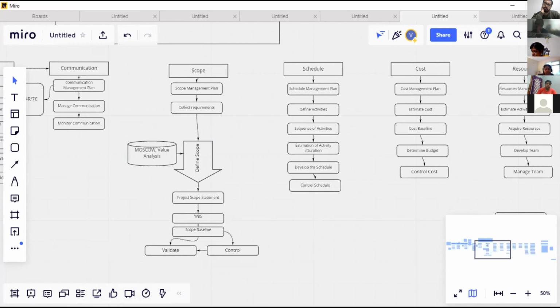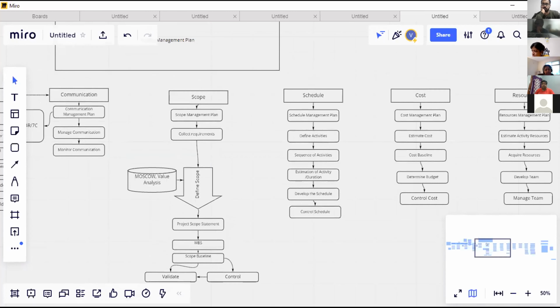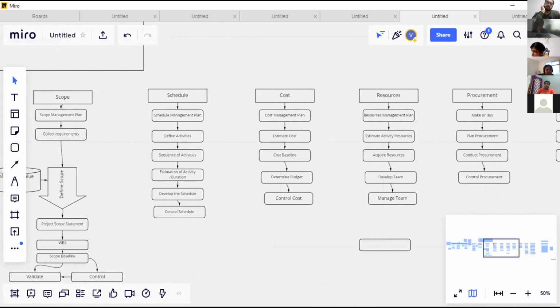And after that, I'll be moving towards schedule. First of all, we need to make a schedule management plan so that we come to know how we are going to manage each and everything at what point in time. We will define various scheduling activities and various sequences of activities that will be followed in this schedule. And then we'll estimate activity durations. On the basis of these durations, we will develop the schedule. And then after development, we'll control these schedules.